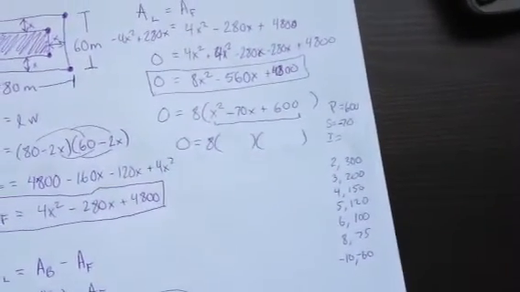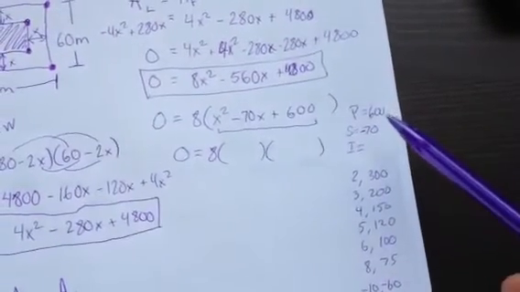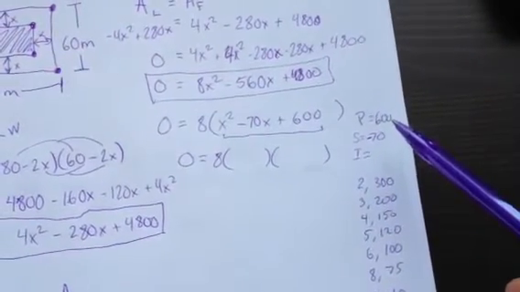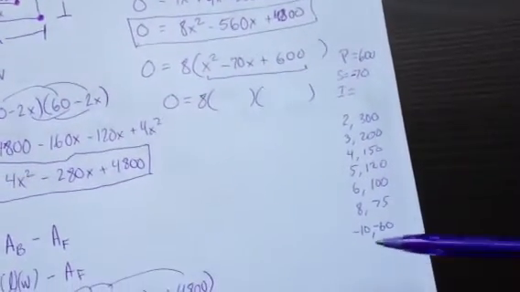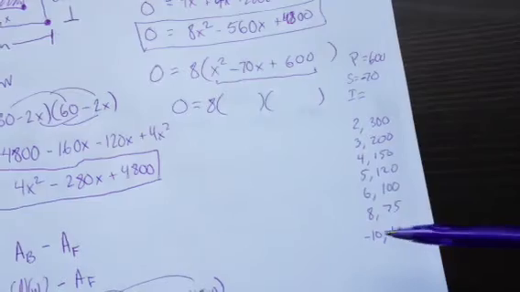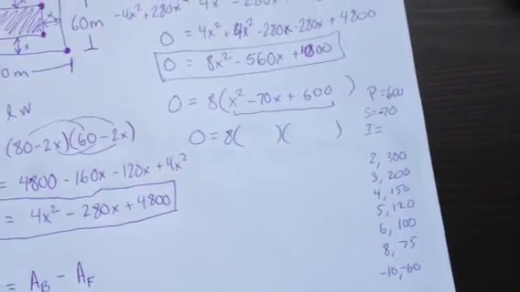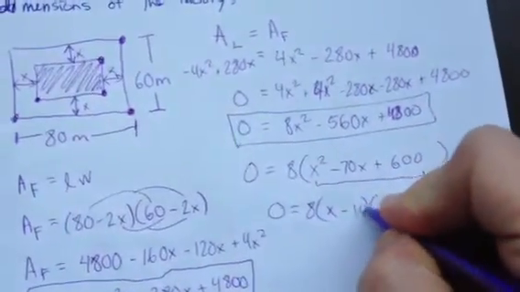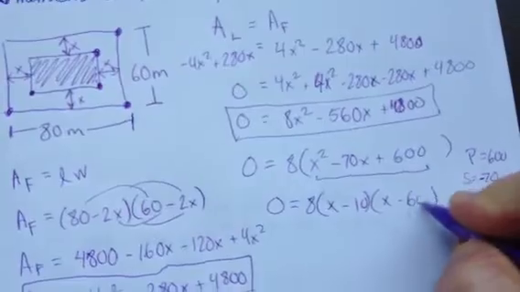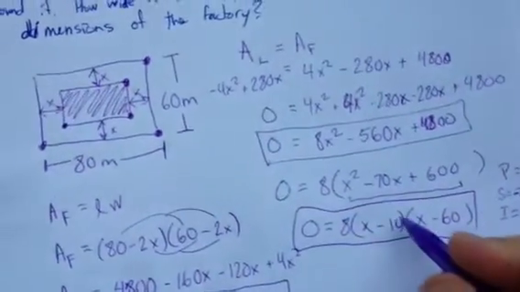So I've listed all of the products of 600, and I know that two numbers have to multiply to 600 but add to negative 70. So I started listing them and I noticed 10 and 60, if you make both of them negative, they multiply to positive 600 but add to negative 70. So my two factors are x minus 10 and x minus 60. So this is my factored form version of what I was trying to solve.